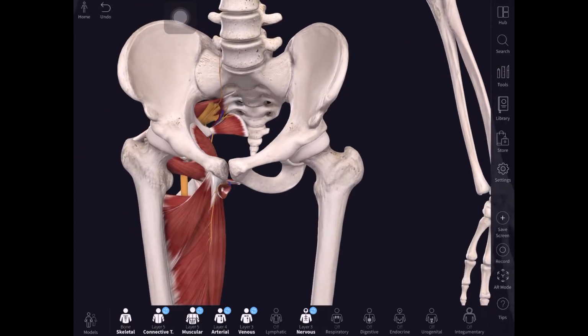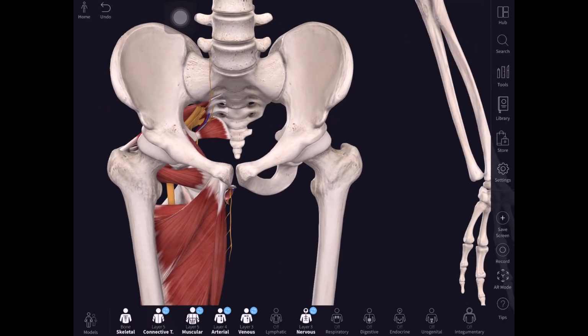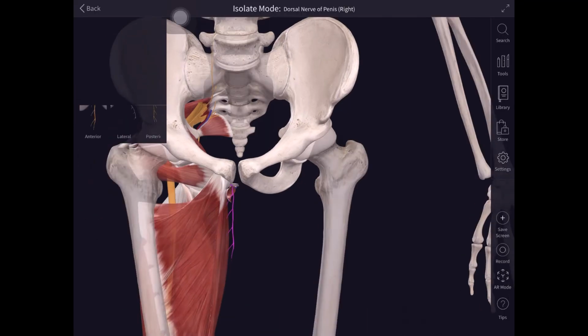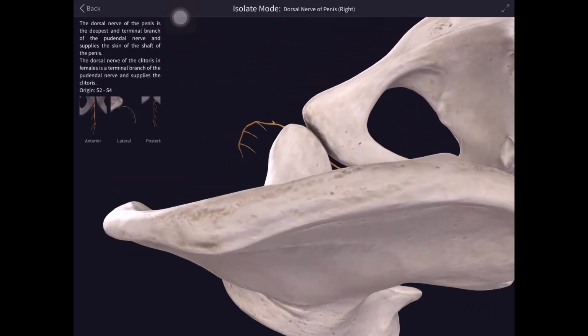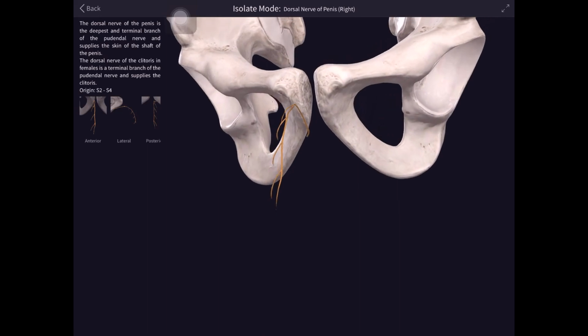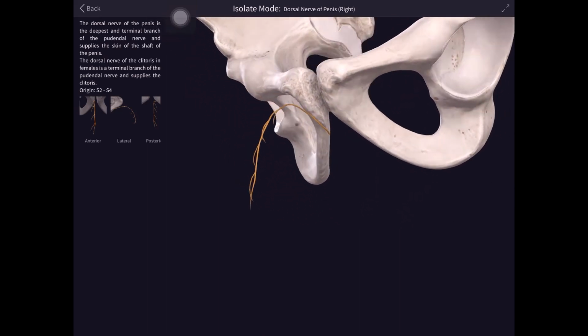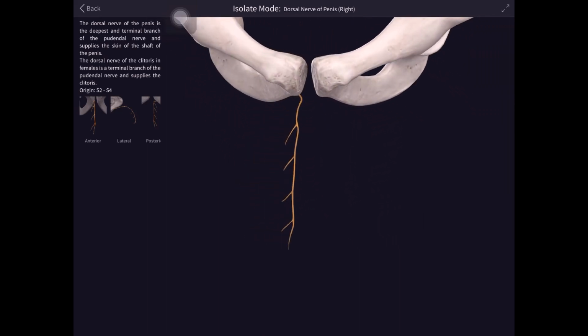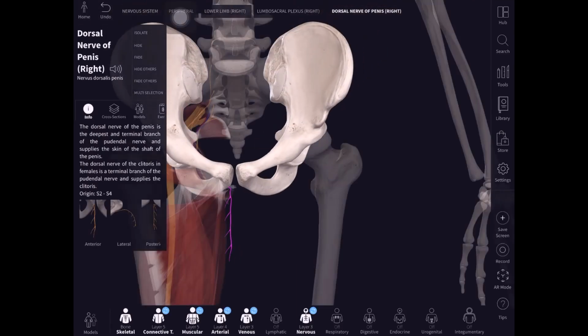Sorry, this is exit. I have to go. It is selecting all of it. Okay, now this one. Let us, as curiosity, see. So it is the branch coming from your internal pudendal, your pudendal nerve, dorsal nerve.